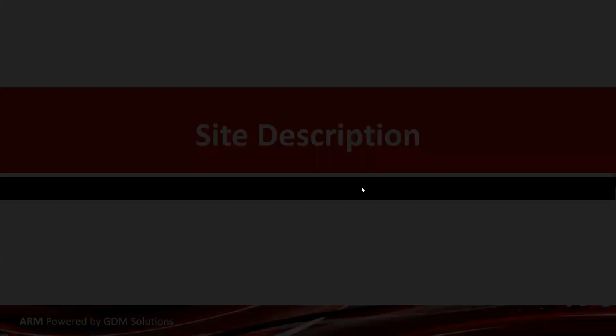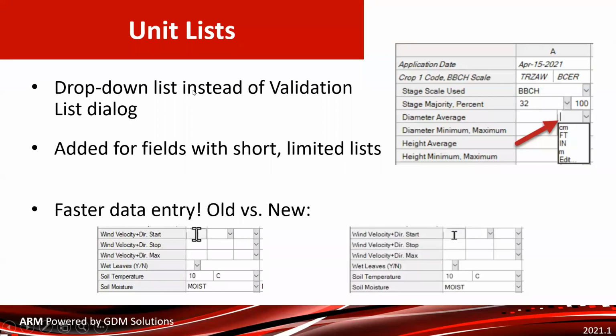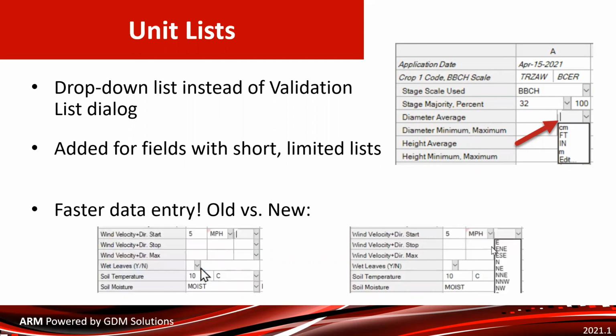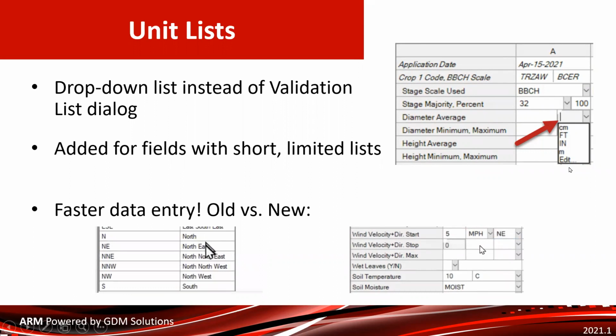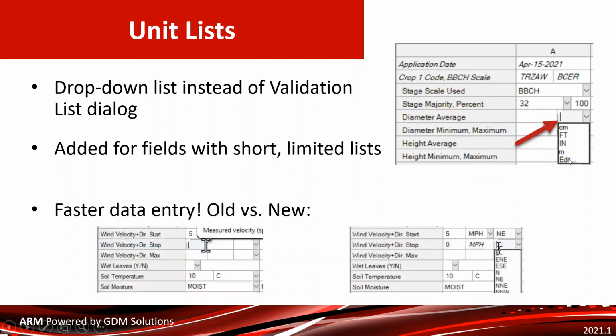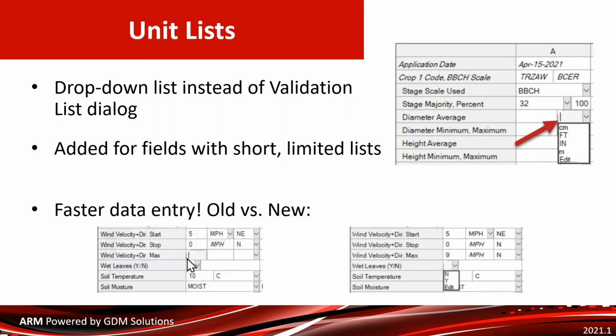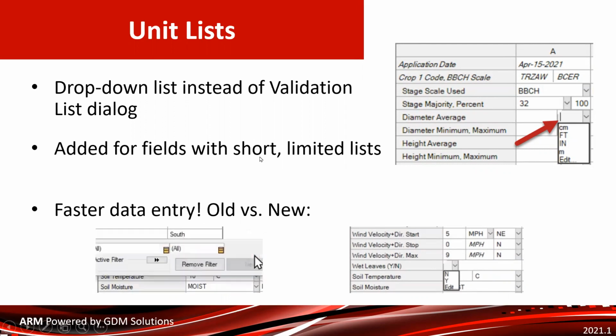All right, so real quickly, I'll get my auctioneer voice on. This one, I think, is pretty obvious, that you've seen in ARM before: instead of having the whole validation list dialog come up for really short fields, we changed it to just a short little drop-down that appears on the screen. I'm doing a comparison here, left and right, of the old way, having that whole dialog come up, compared to the new way, when you're just moving the mouse right in that field and clicking to select something. You get done a lot faster.